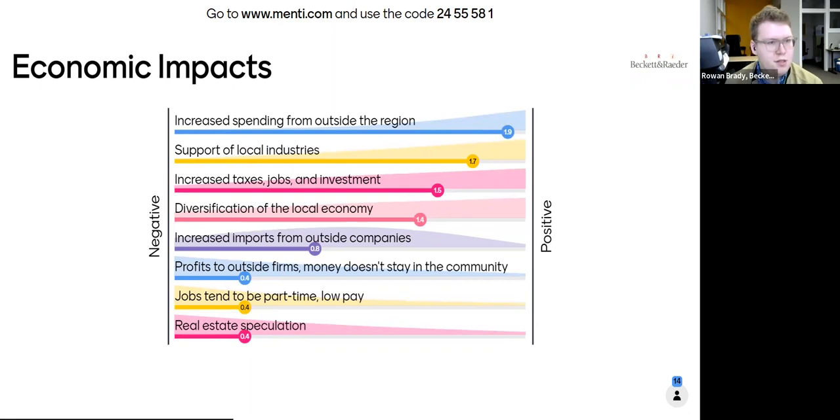Increased spending from outside the region is coming in as a top positive factor. Jobs that tend to be part-time and low pay and real estate speculation are those lower factors. And again, profits to outside firms appears to be a negative lower factor.